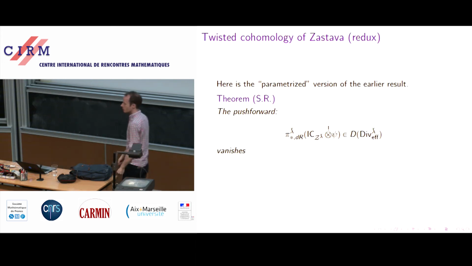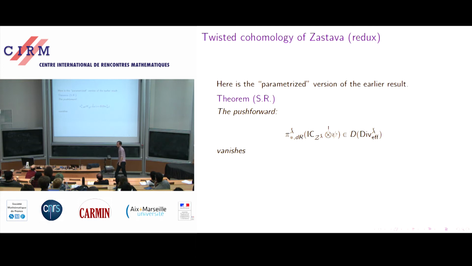So here's now a version of this result, which is now for these big Zastava spaces. So it's a kind of parametrized version. So if you take the intersection cohomology sheaf of the Zastava space twisted by the character psi, so remember we have a map to GA from this closed Zastava space. And now I push forward to the space of divisors. So it's a kind of relative over the space of divisors version of this twisted de Rham cohomology. Then this complex just completely vanishes unless lambda check is equal to 0.